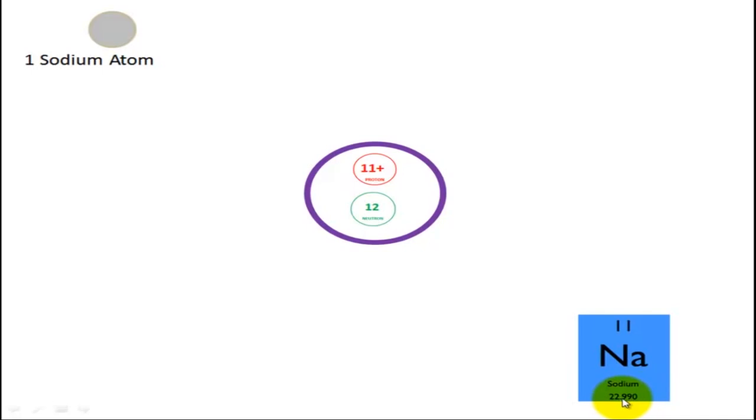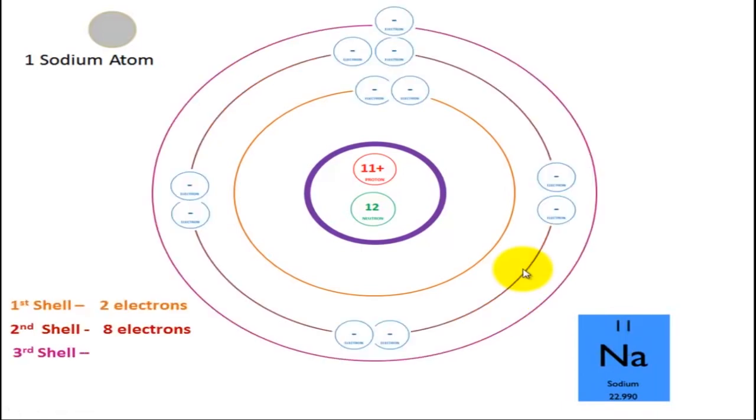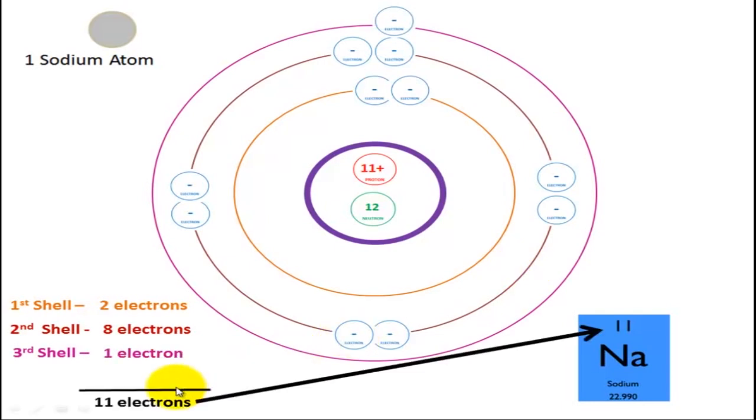So the first energy level will have 2 electrons, the second 8 electrons, and then the third energy level will have 1 electron. So 2:8:1 is the electron configuration of sodium. Protons 11, electrons 11. When you add positive and negative, you get a net charge of 0. It's a neutral, uncharged sodium atom.